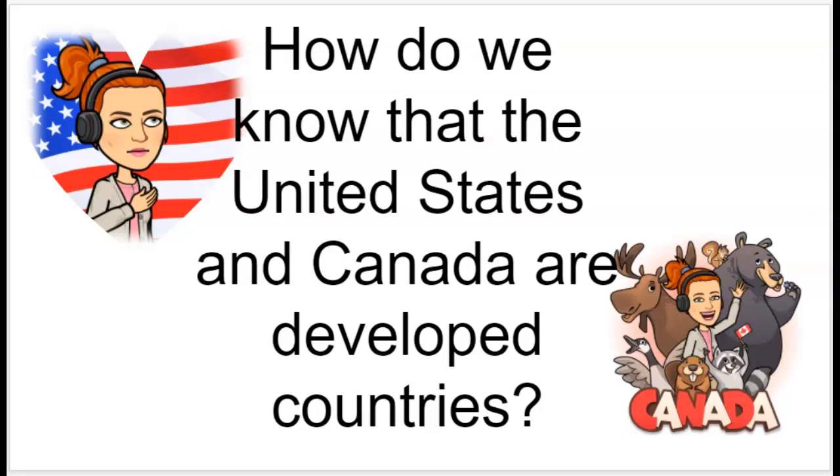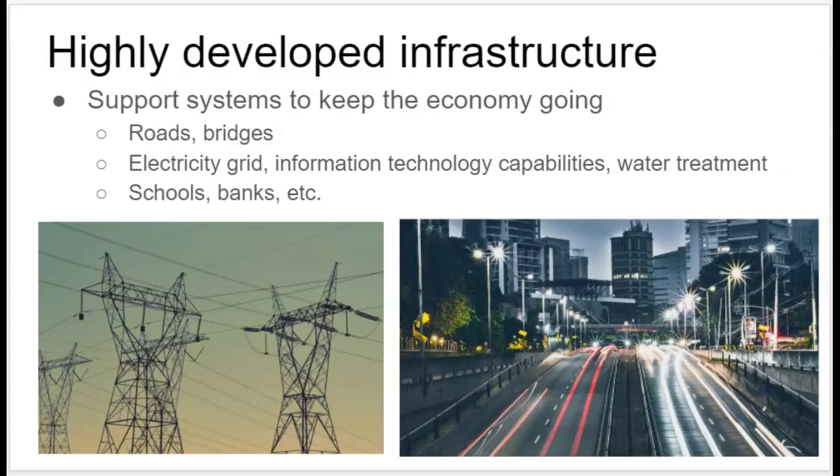Our final lessons in Unit 2 looked at the characteristics of developed and developing countries. We're going to start off Unit 3 by looking at the characteristics of the United States and Canada that help us determine that these are developed countries. One of the first things that signals that the United States and Canada are developed nations is our infrastructure.